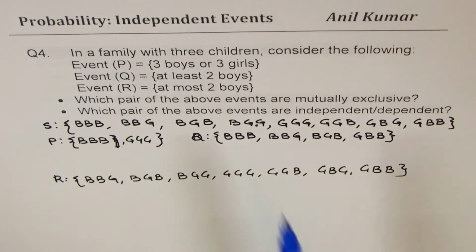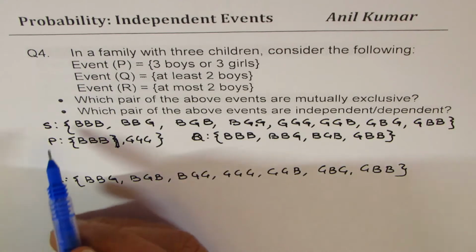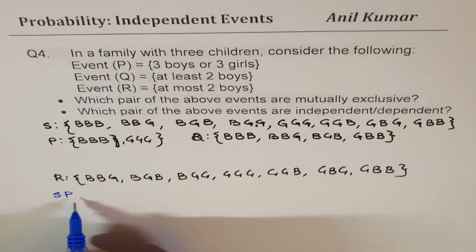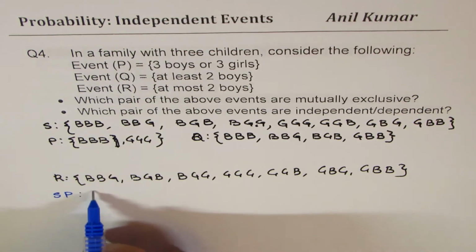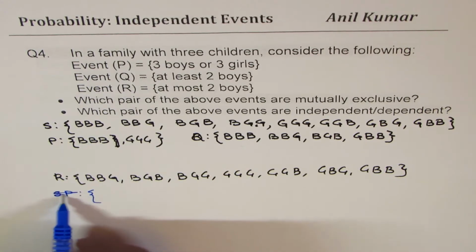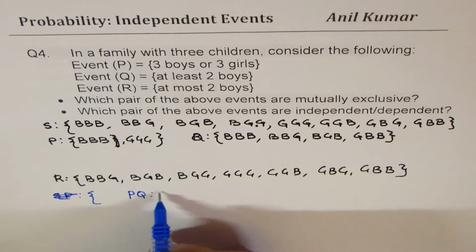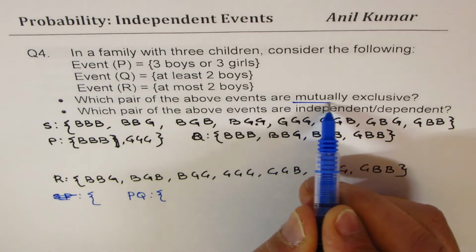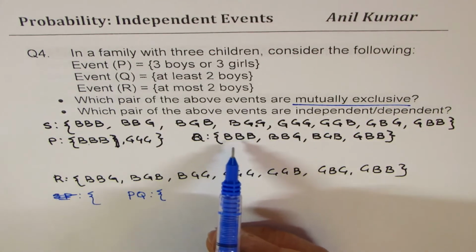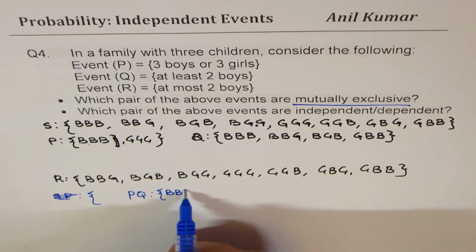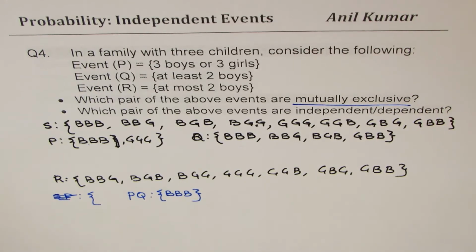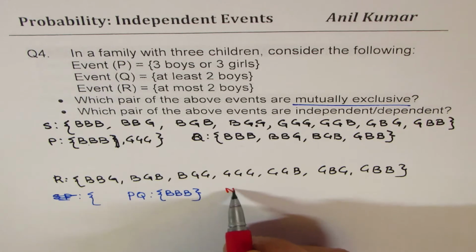Now let's talk about mutually exclusive. So if I consider events P and Q, we want to see if we have mutually exclusive events or not. What is common between P and Q? See, if I consider P and Q, we have 3 boys common, right? Since we have something common, we are clearly seeing that this is not mutually exclusive.